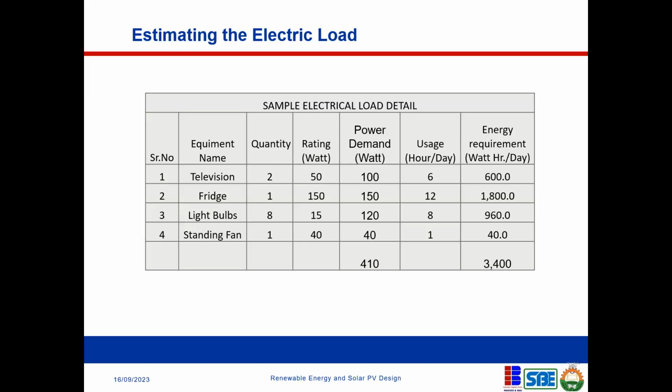If you want to install a PV system, the first thing that you need to do is to sit down with a client and ask some pertinent questions. What do you want? Why do you want to install this PV system? What are the loads you want to power? At the end of that discussion, you should come up with a table like what you're seeing on the screen, where you have the name of the equipment. Now, it doesn't have to be accurate, but you need a rough estimation.